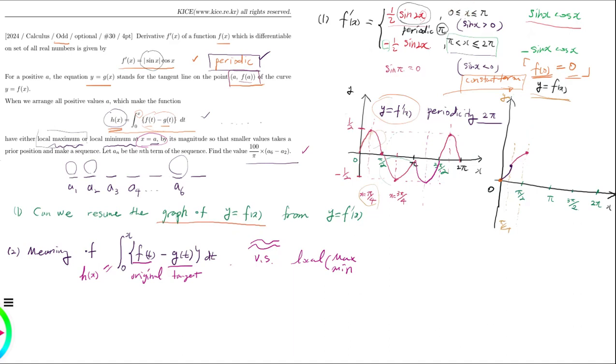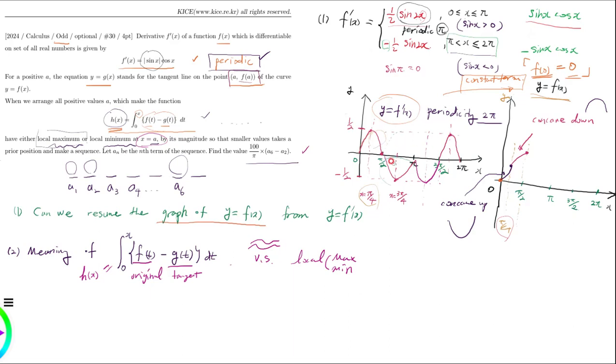Oh, I'm sorry. It's a concave down. And this part from 0 to pi over 4 is concave up, concave up, concave down here. Okay, I'm sorry for that. So it changes its shape of graph at the point of pi over 4.